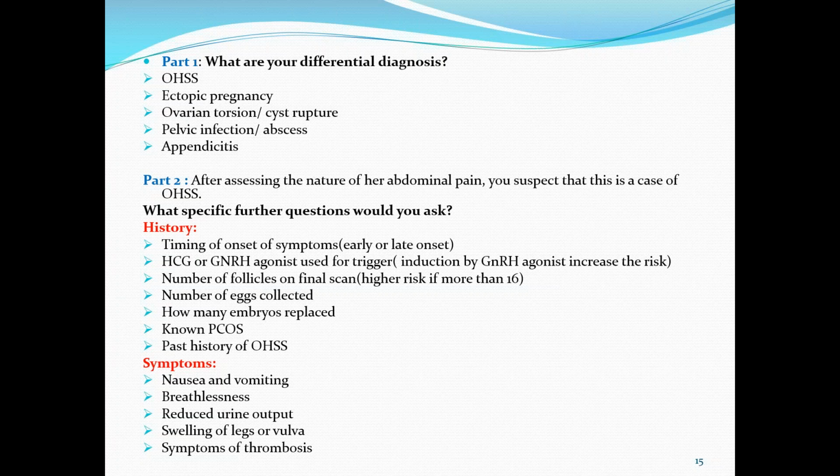This is a specific question. Ask about the risk factors and symptoms to determine what category of ovarian hyperstimulation it is, whether mild, moderate, severe, or critical.